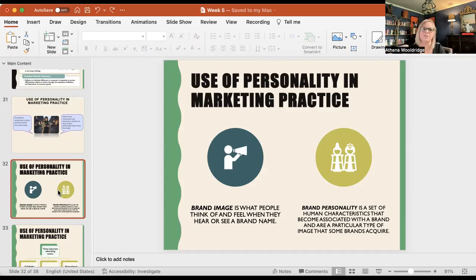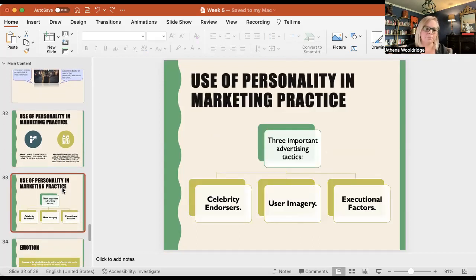Brand personality is a set of human characteristics that become associated with the brand. And we can see that as well. People will associate with different athletic brands. Certainly, this idea that there's this humanized characteristic. If we think of something like Lululemon, we tend to think of that as a more upscale, expensive type of person. And so that's a human characteristic that we would attach to that.